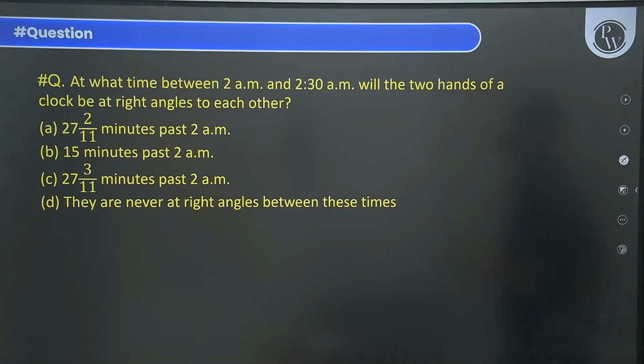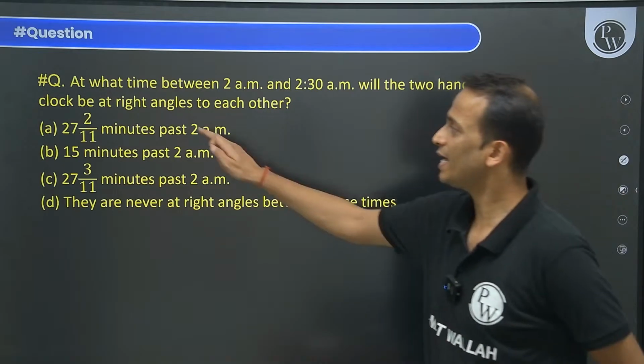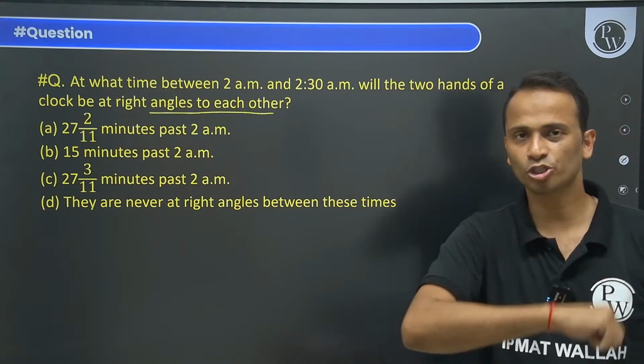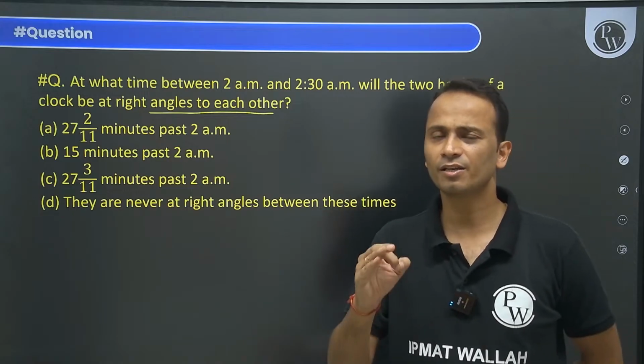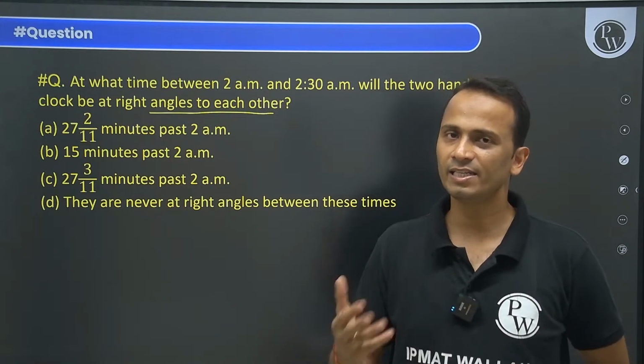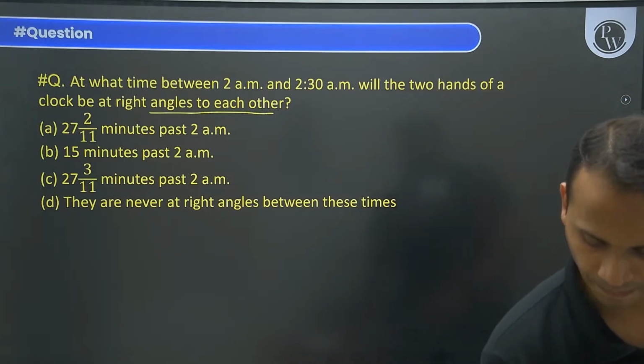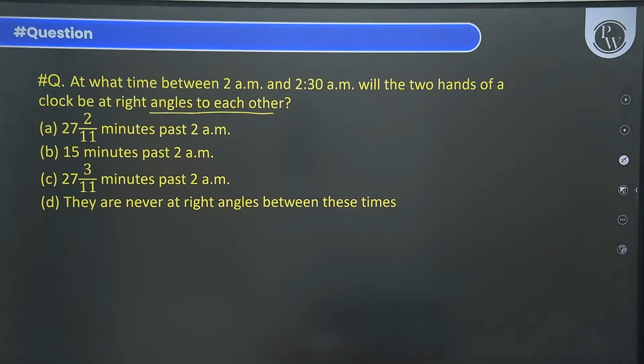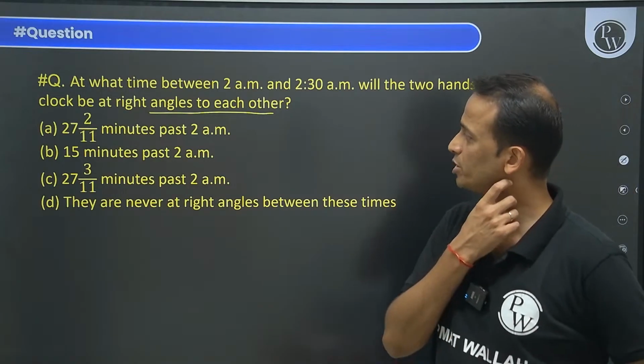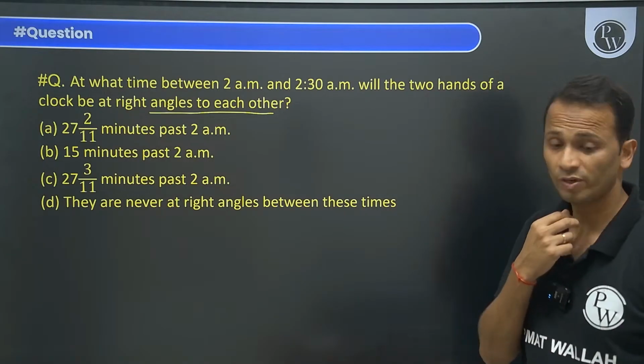The question says that at what time between 2 a.m. and 2:30 a.m. will the two hands of the clock be at right angles to each other? So question number one on your screen, this is just the revision of whatever we have done in the last class, and then we'll begin with the concept of today's class. So tell me what will be the answer of this question. Ruchi says option C. All right, Ruchi, let's see what will happen.